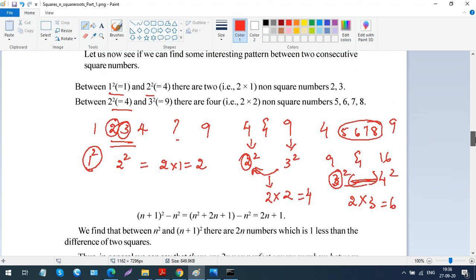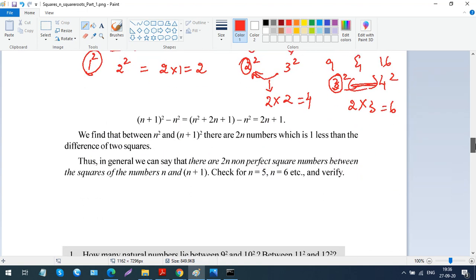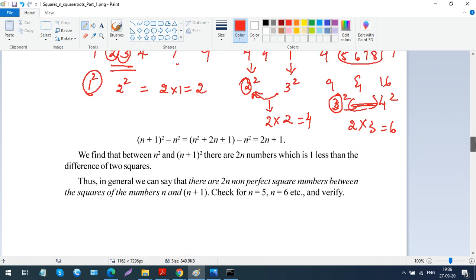So there is a rule between two consecutive square numbers. We find that between n square and n plus 1 square, that is any two consecutive squares, if I take 3 as n, 4 will be n plus 1, right? So between the two squares I will have 2n numbers, that is 2 into n.